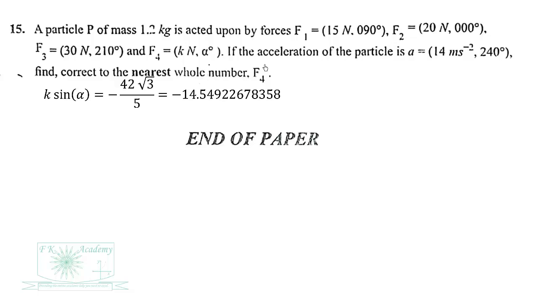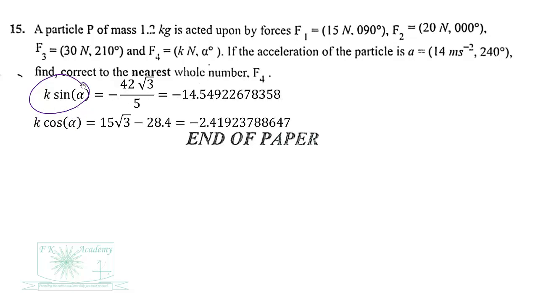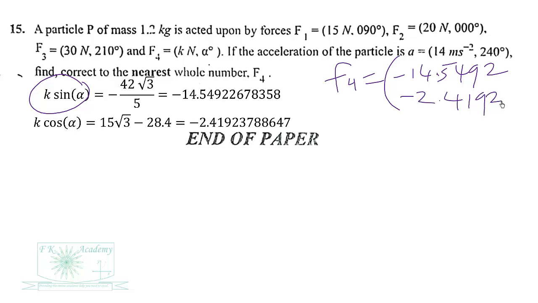So we find that k sine alpha, which is the x component of F4, is negative 14.5492, and k cos alpha, the y component, is negative 2.4192. So we have F4 equal to (negative 14.5492, negative 2.4192) to 4 decimal places.